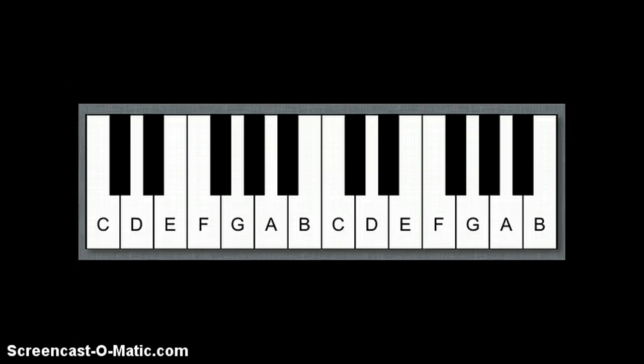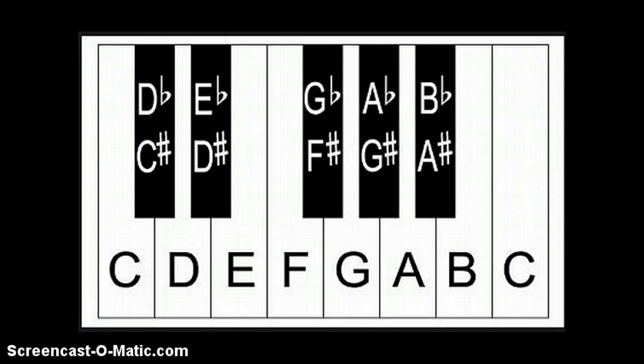So you have C, D, E, F, G, A, B, C, and then you start over again. C, D, E, F, G, A, B, and then we don't quite stop at C. But this is how a keyboard is labeled just on the white keys. Now for the black keys, we have something that looks like this. Now this is the letter C. This is one of the first notes that a student learns.